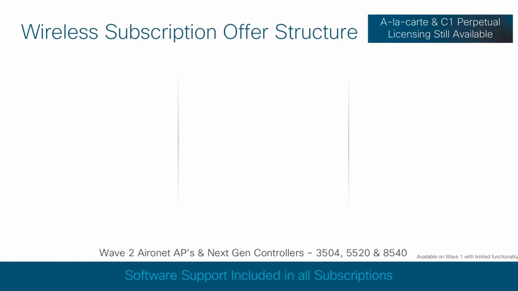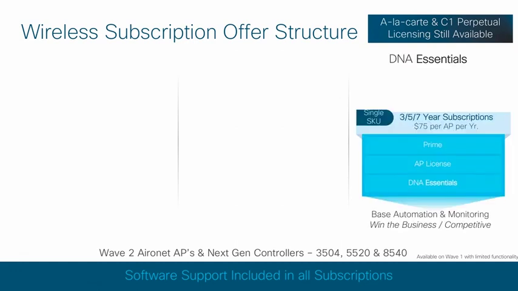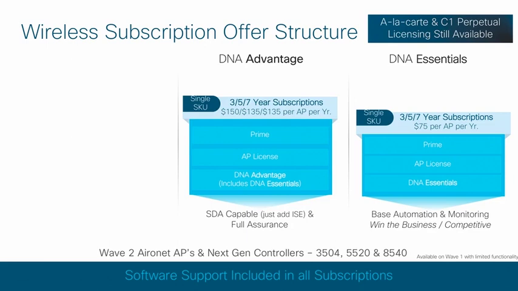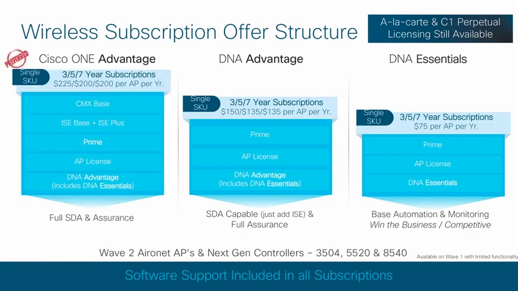And of course, Wave 2 access points, you'll see some asterisks like Wave 1 with limited functionality. That just simply means that when we're using this with software-defined access, the Wave 1 access points don't have all of the same capabilities as the Wave 2 access points. Now, software support is included in all of the subscriptions, as are software updates. So DNA Essentials, again, $75 per AP per year in 3, 5, or 7-year terms. And then DNA Advantage. DNA Advantage gives full SDA. And then Cisco One Advantage includes ICE Base and ICE Plus and CMX.